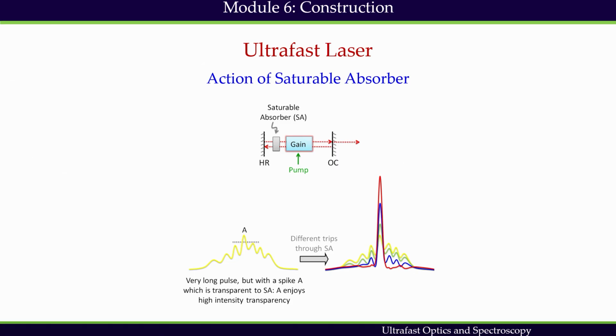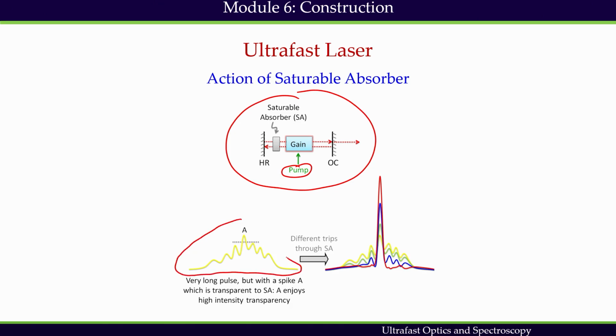Most materials exhibit some saturable absorption but only at very high optical intensities. A saturable absorber can distinguish a weak and a strong spike in a long pulse. Let's say this is my cavity, the gain medium. I am pumping to create population inversion, and then I am undergoing stimulated emission in the medium, and at some point of time I have been able to get a very long pulse with this many spikes.